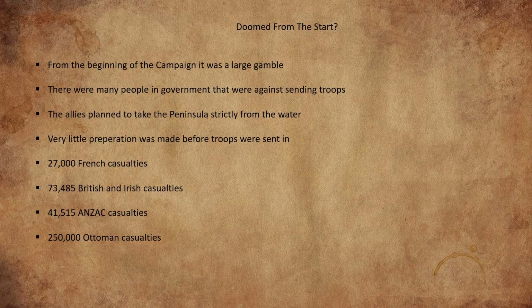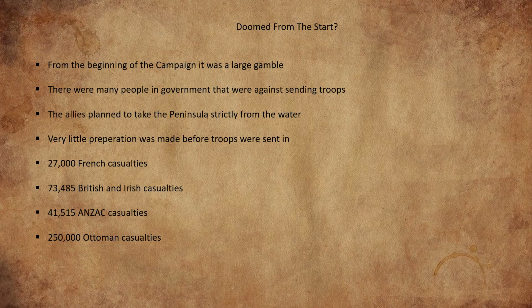Were the Allied troops doomed from the start? From the beginning of the campaign, it was seen as a large gamble by the Allied forces of France, England, Australia, and New Zealand. There were many people in the governments of those countries that were against sending troops because they knew it was fortified, and they also were going to try and take it strictly from the sea, which they knew there was going to be mines.